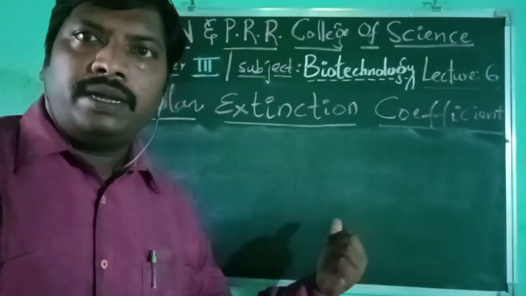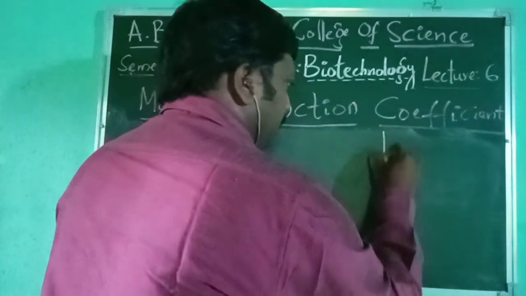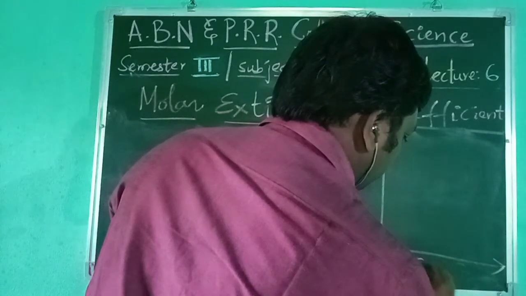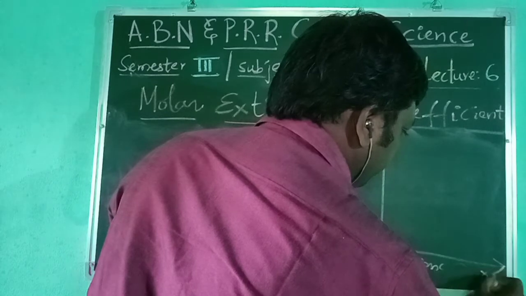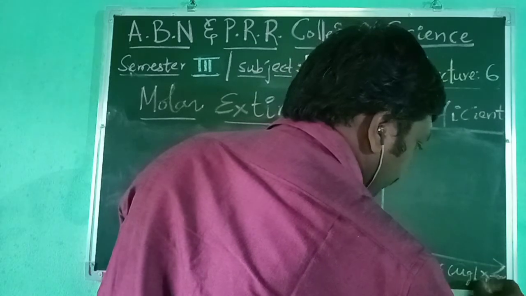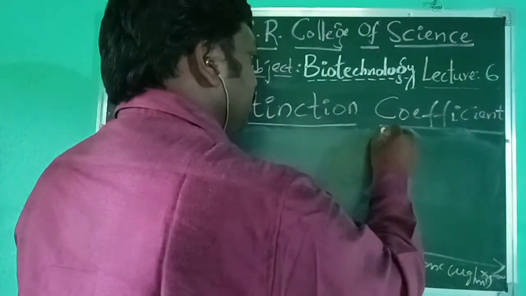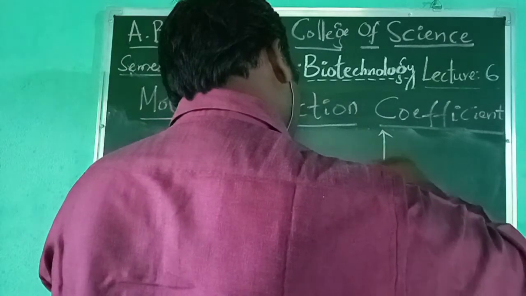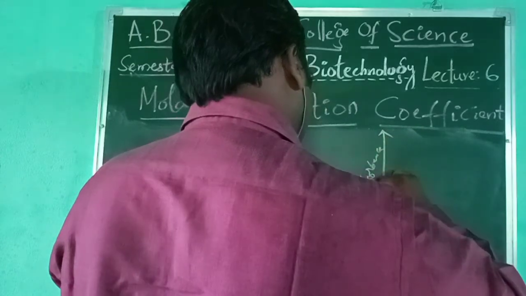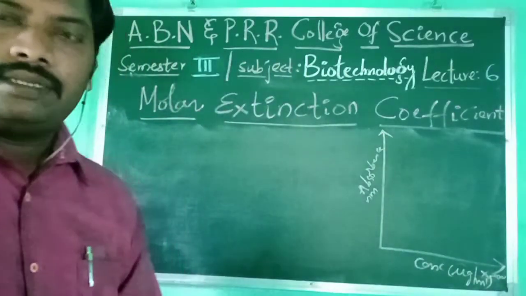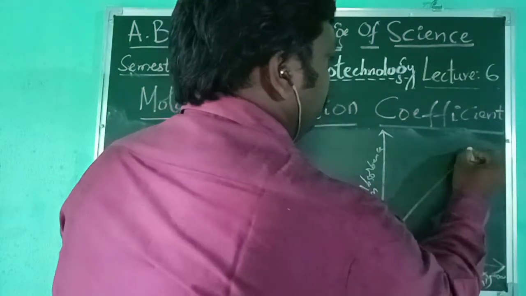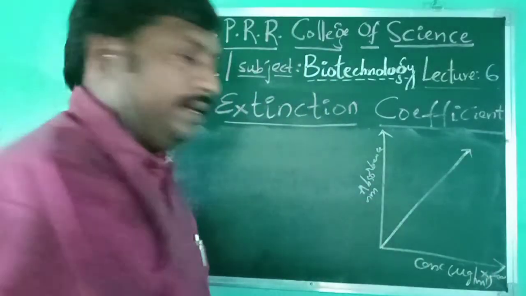Here we explain the first point: concentration is on the x-axis, represented in micrograms per ml. On the y-axis we have absorbance, represented in terms of nanometers. So here the standard curve is present, the linearity standard curve.